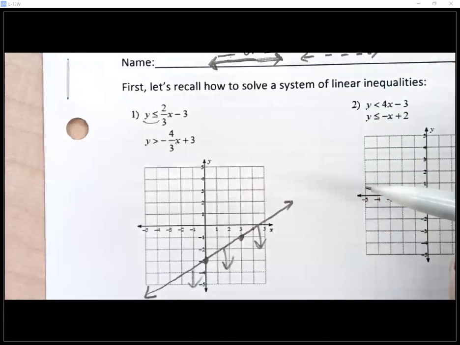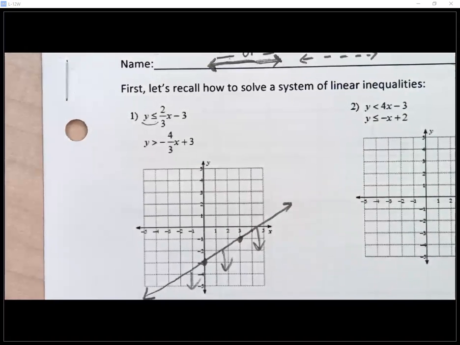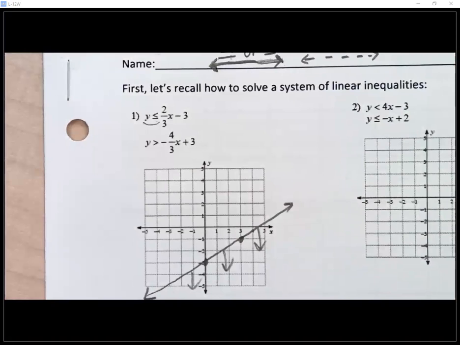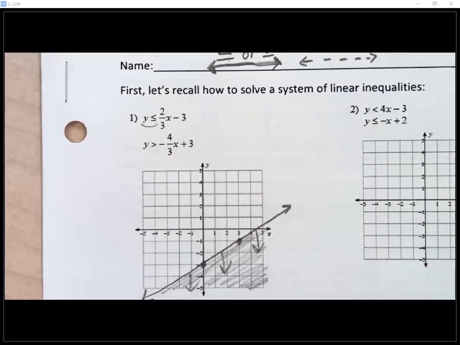That makes sense. I remember this. Yeah. Good. So if you're just graphing 1, I would just shade it in and I would be done. Right? So if I was just graphing the 1 inequality, there it is. You would just shade below the line in this case.